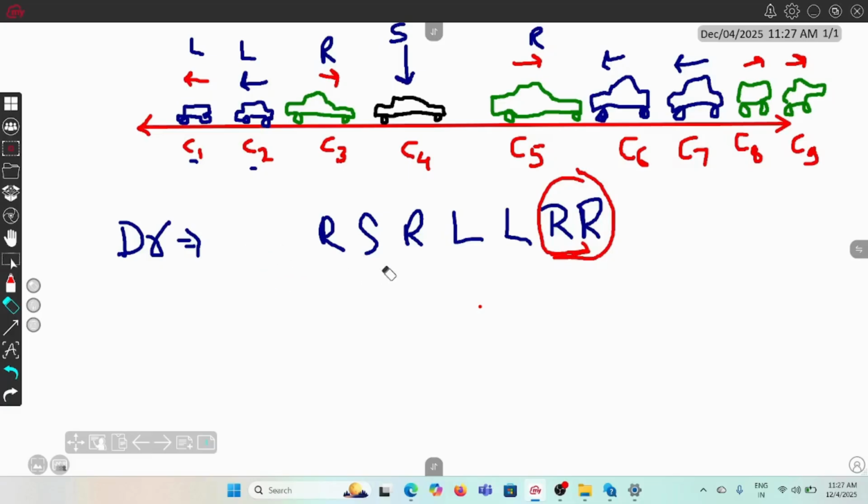Now we are left with this R, S, R, L, L, right? So we have to trim the consecutive R's at the end and the consecutive L's at the start. Now we are left with this string.